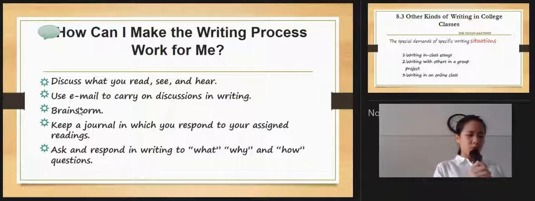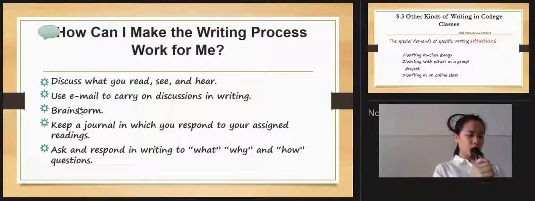First of all, discuss what you read, see, and hear. Talking with others about your ideas is a good way to begin to achieve clarity. Second, use email to carry on discussion in writing. An email exchange with classmates or your instructor might be the first step toward putting words on a page. Third, brainstorm. Jot down your thoughts as they come to mind.